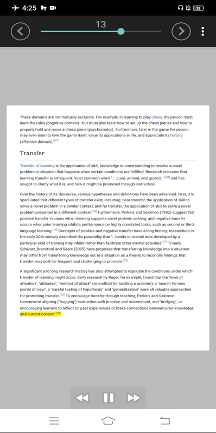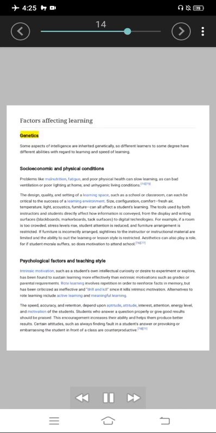70. Factors affecting learning. Genetics. Some aspects of intelligence are inherited genetically, so different learners to some degree have different abilities with regard to learning and speed of learning. Socioeconomic and physical conditions. Problems like malnutrition, fatigue, and poor physical health can slow learning, as can bad ventilation or poor lighting at home, and unhygienic living conditions. 74, 75.